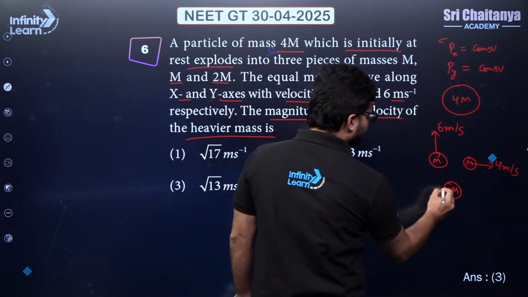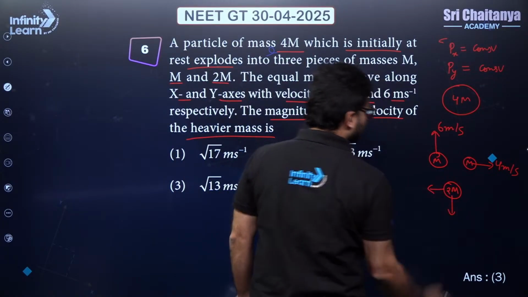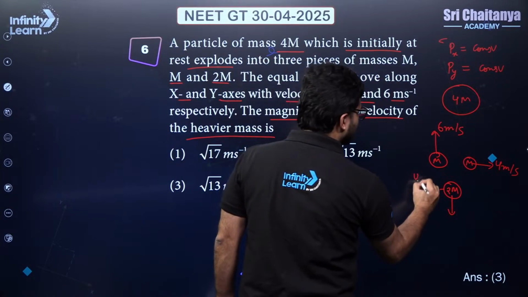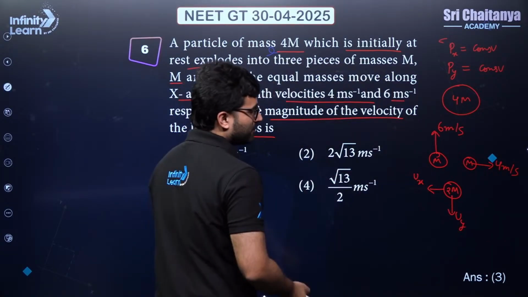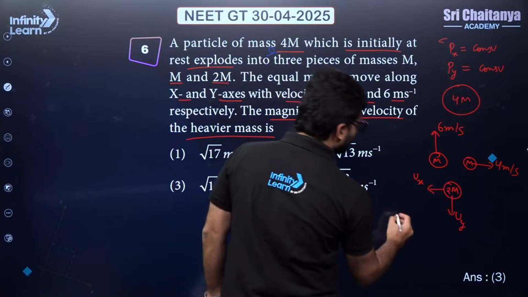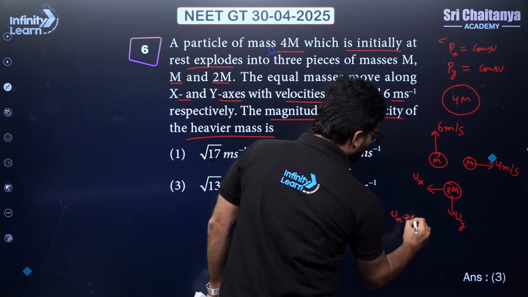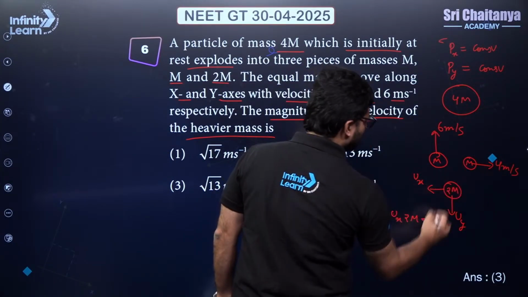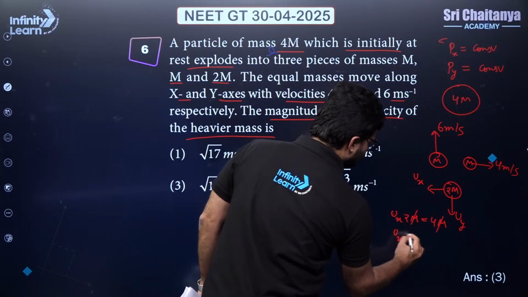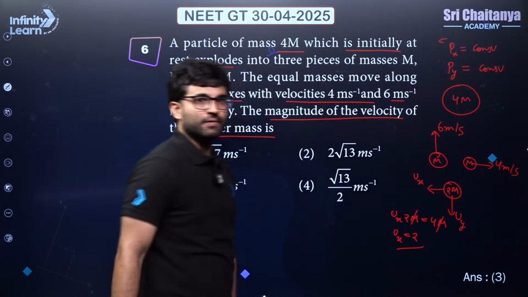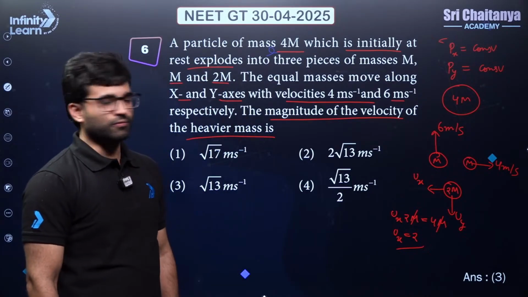So let's say the velocity in the x direction is ux and in y direction is uy. We can calculate by momentum conservation. So ux into 2m has to be equal to 4 into m. So m got cancelled, ux is nothing but 2. Ux is nothing but 2, correct?